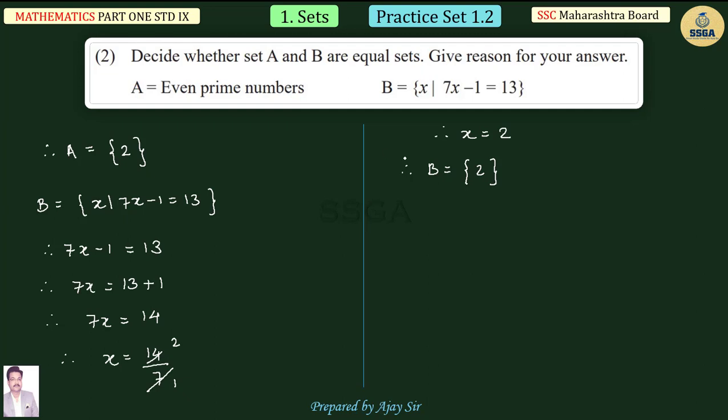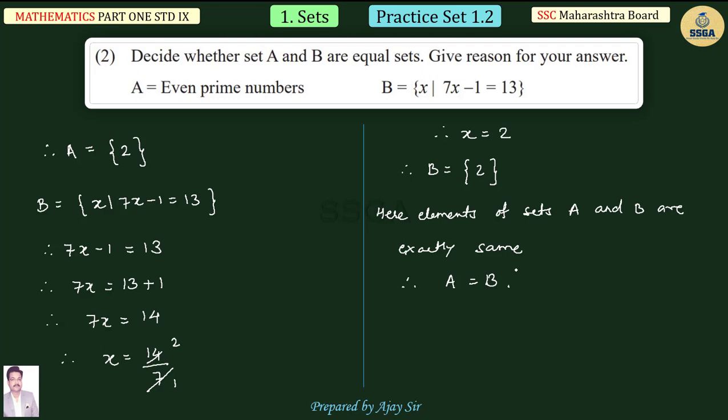So from A and B, here also the elements are exactly the same. Therefore these two sets are also equal sets. The elements of sets A and B are exactly the same, so set A is equal to set B. This is the answer, student.